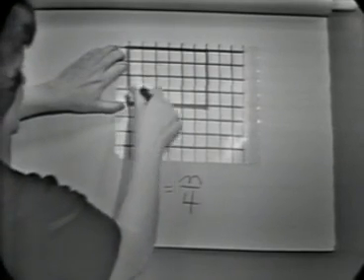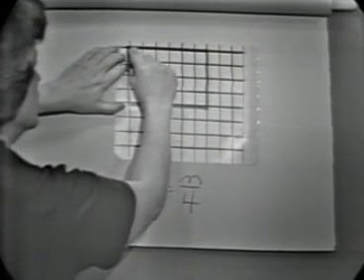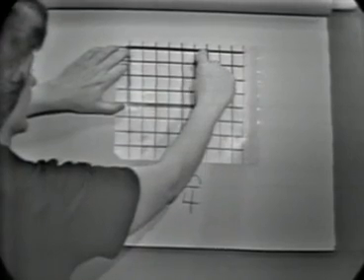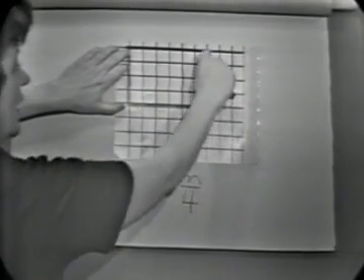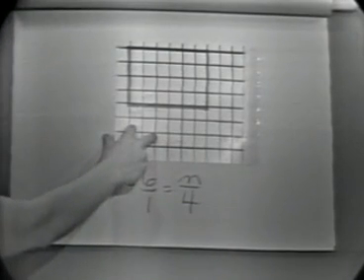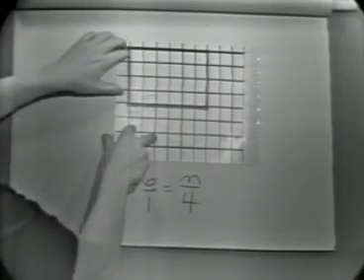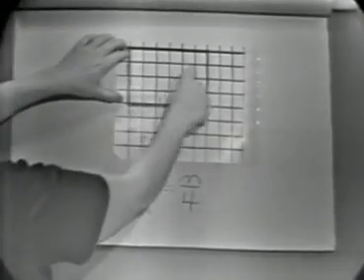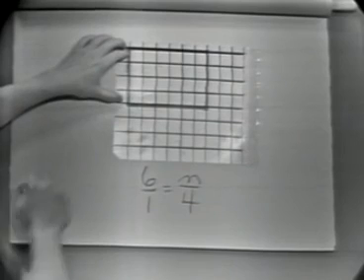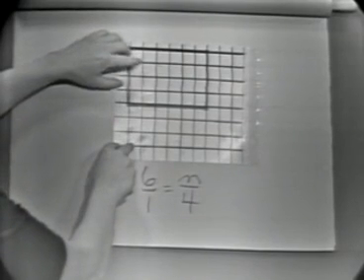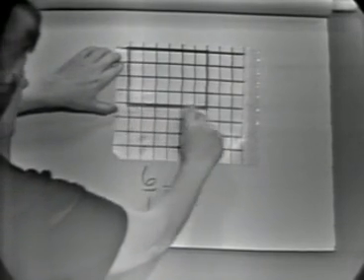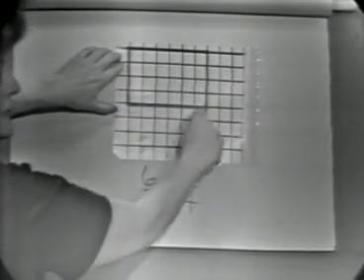But we see here that the measure of this side of our rectangle is 6. The measure of this side is 4. The product of those two measures would then identify the area of this rectangular region. We use our formula saying that the measure of the area can be determined by the product of the measure of the base and the measure of the height.